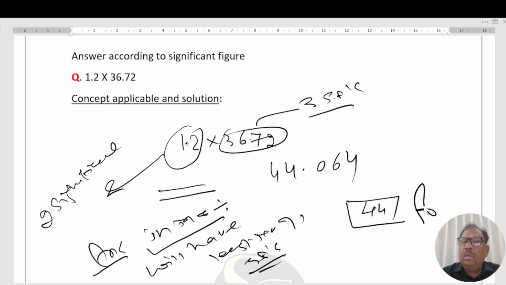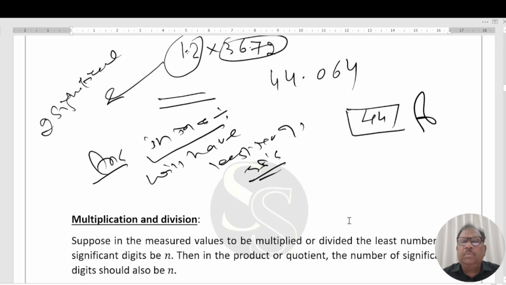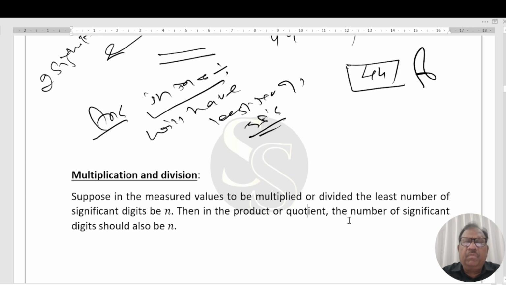44 is the answer. So in multiplication and division, what happens: suppose the measured values to be multiplied or divided, the least number of significant figures is n, then the product or quotient should also have n significant figures. इन एडिशन सब्ट्रैक्शन में क्या होता है, डेसिमल के बाद कितने पॉइंट में, इसमें टोटल नंबर ऑफ सिग्निफिकेंट फिगर्स क्या है, लीस्ट आंसर विल बी सिलेक्टेड. Right. Next question.